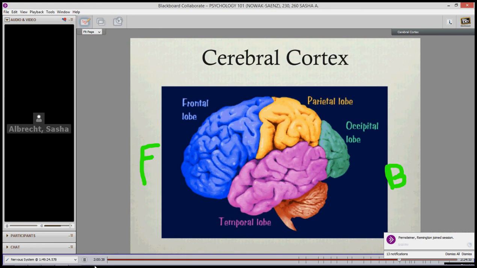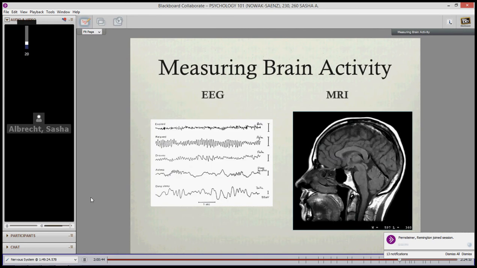Make sure you know all of them, but those are the major ones for each area if you can. All right, and then we can measure brain activity. So an EEG is an electroencephalogram, something like that. You don't need to know what it stands for, but basically it's measuring electrical activity in your brain.